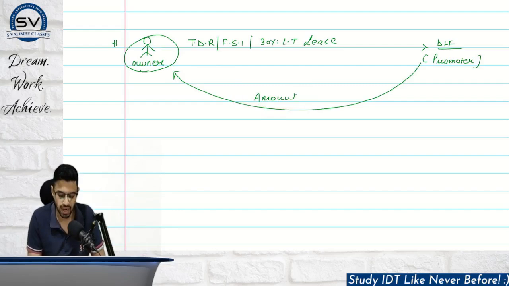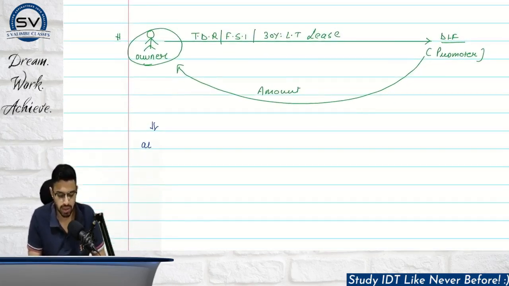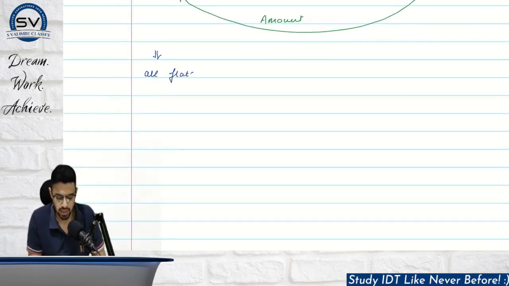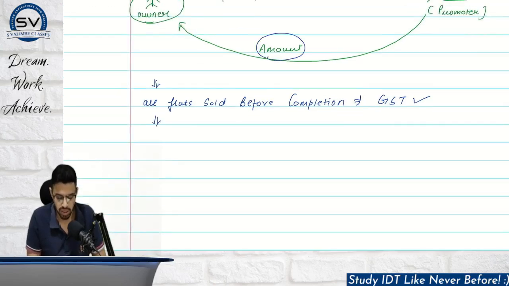Okay, now please understand, I'm talking about certain conditions. Now the promoter will buy all these things, and obviously he will be having some kind of land, he is going to do some construction activity. If all flats are sold before the completion certificate, before completion, obviously GST will be paid. Why? Because it would be considered as a supply of service. Link it to Schedule 2 of CGST. Now in this case GST will be applicable. If this is the case, then on this amount GST will be exempt.